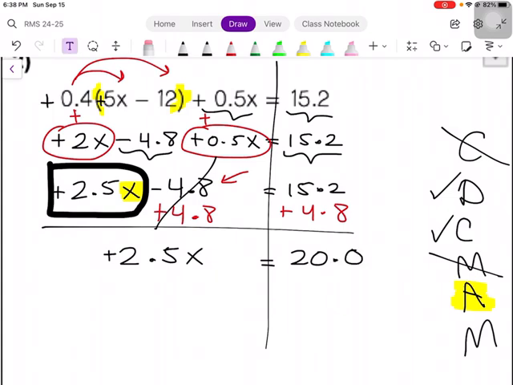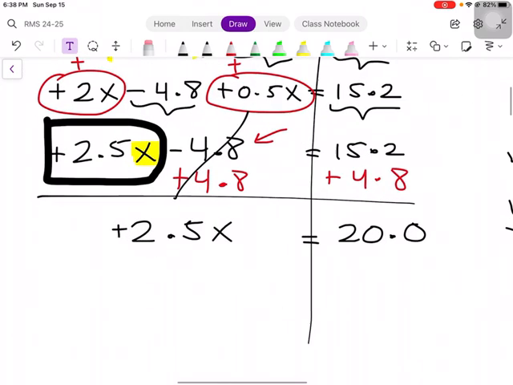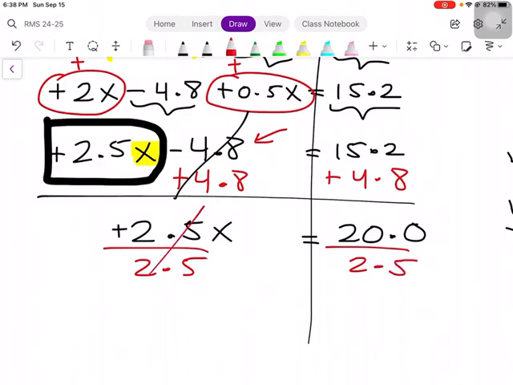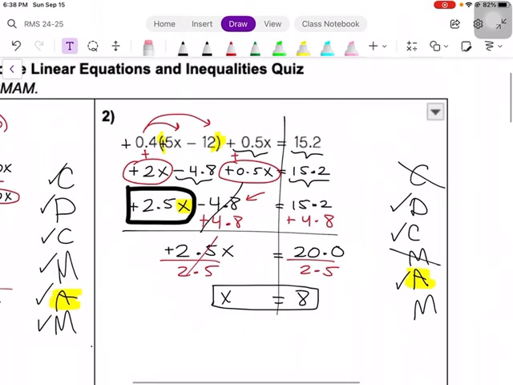That's the same thing. And then we're on to the very last step, which is where you divide by the number next to x, or whatever letter you have. So you divide by 2.5 on both sides, and you get x is equal to 8. That's what you should have gotten.